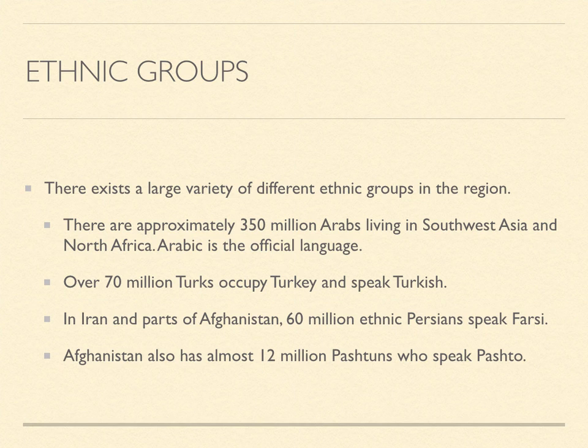The majority is 350 million Arabs that live in Southwest Asia and North Africa. Their official language is Arabic. In Turkey, over 70 million Turks speak Turkish. In Iran and parts of Afghanistan, there are 60 million ethnic Persians who speak the Farsi language. And Afghanistan has almost 12 million Pashtuns who speak Pashto.